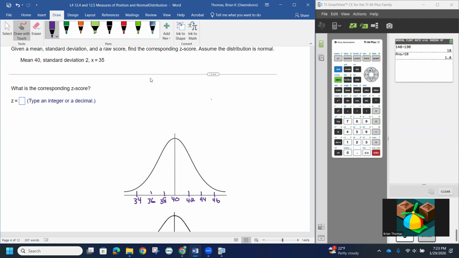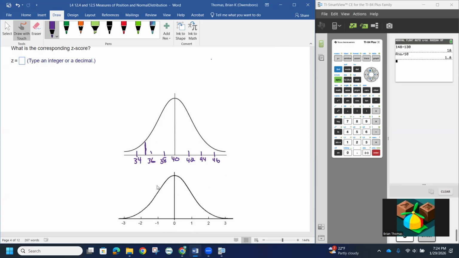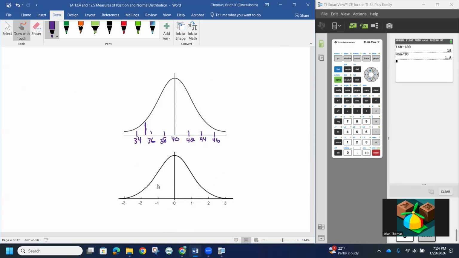So what they're wanting is the z-score at 35. They're wanting to know what the z-score is at this spot. We're going to try to convert that down to what z-score that's going to be. It looks like that's past 2 standard deviations, between 2 and 3 standard deviations to the left. So based on the graph, the z-score should be somewhere to the left of -2. That's what we're looking for.